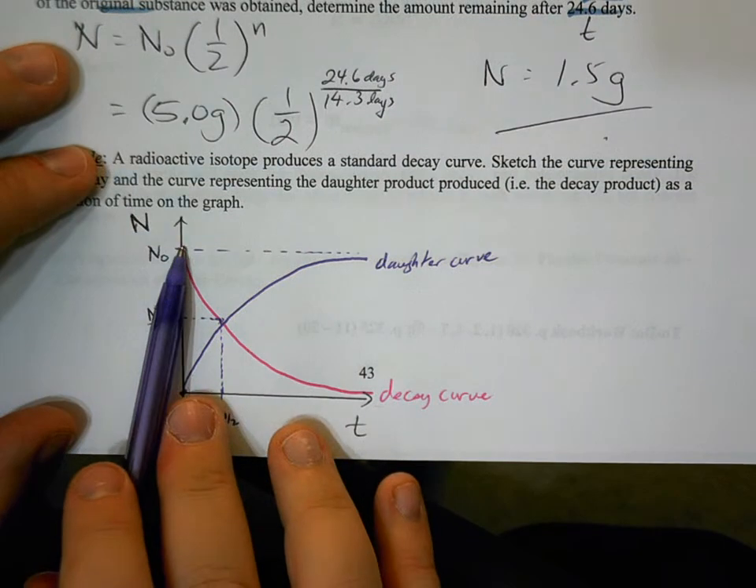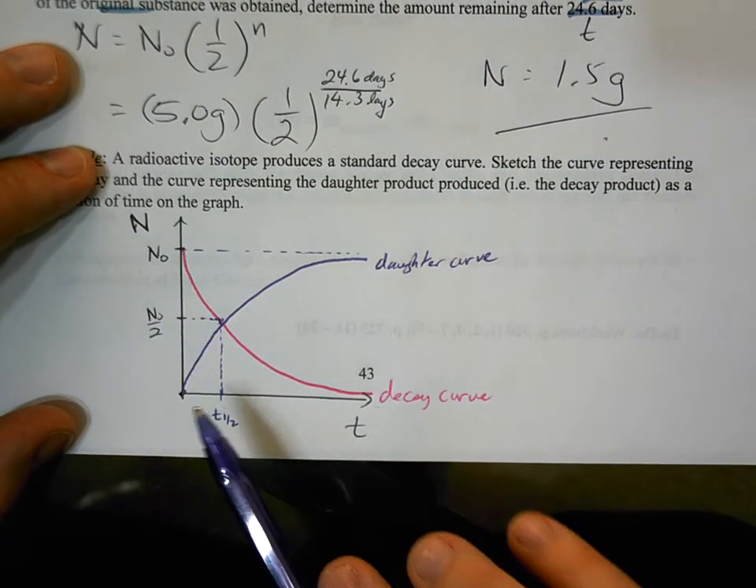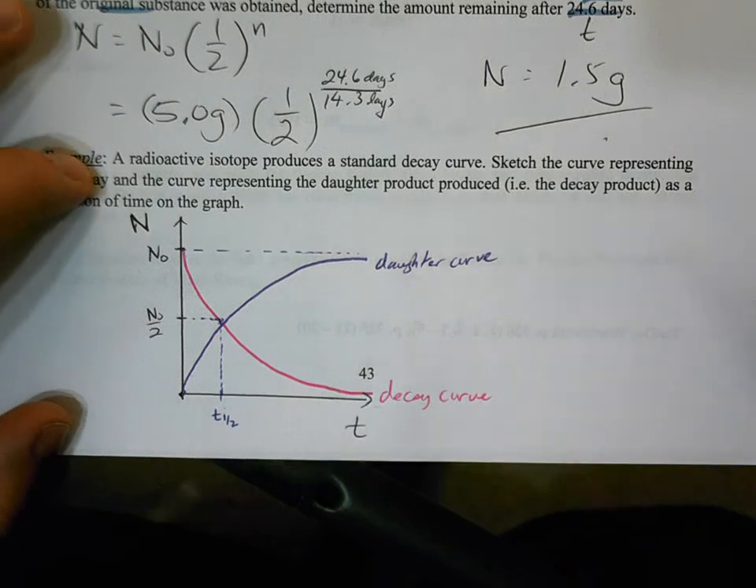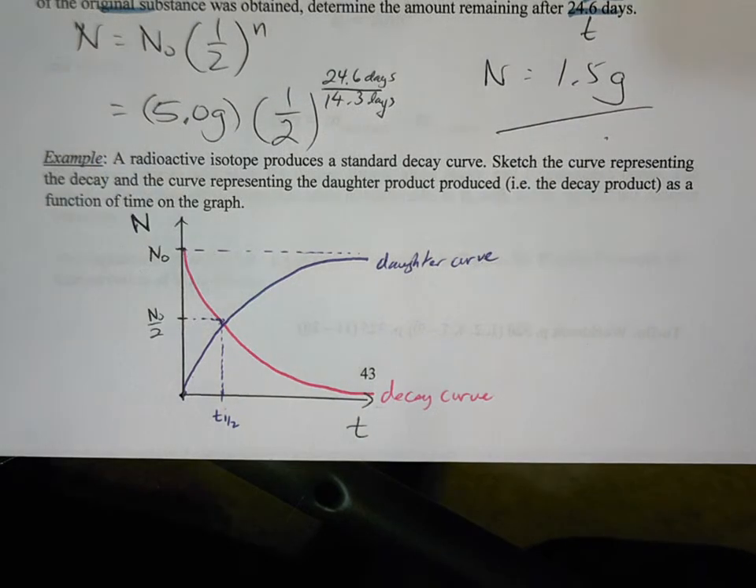So this is showing our original sample decaying as a function of time, and this is showing our decay product as a function of time. So that's more of a theory question that you could be asked on an exam.